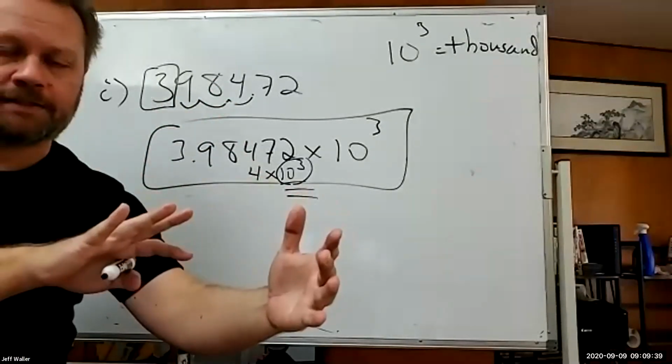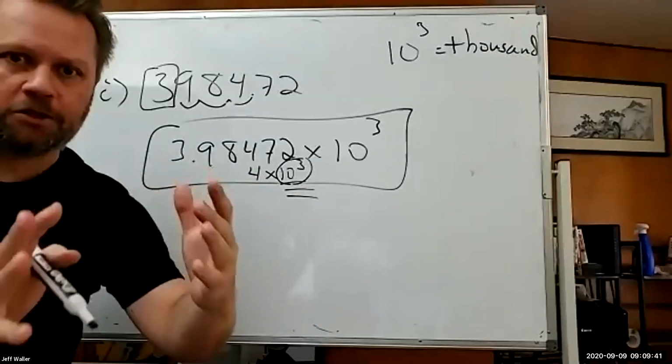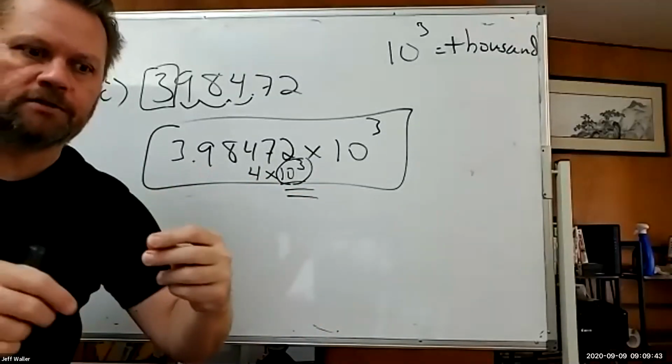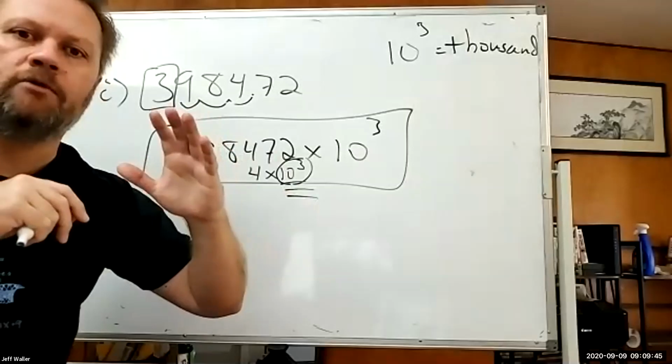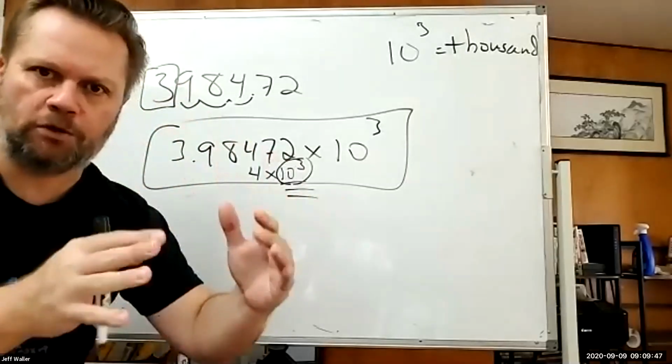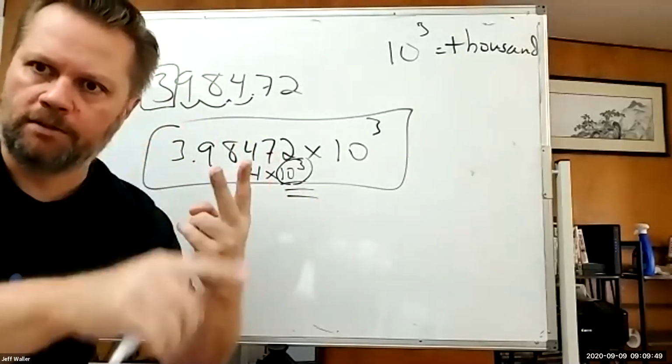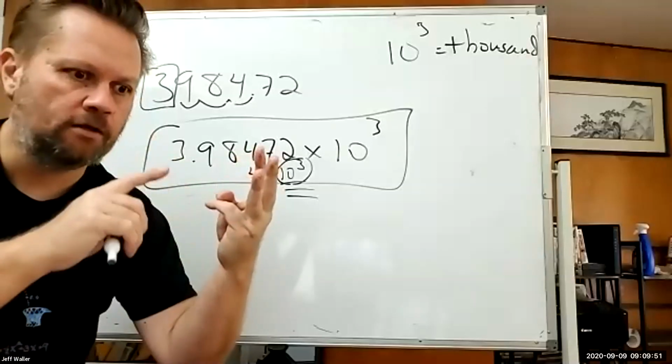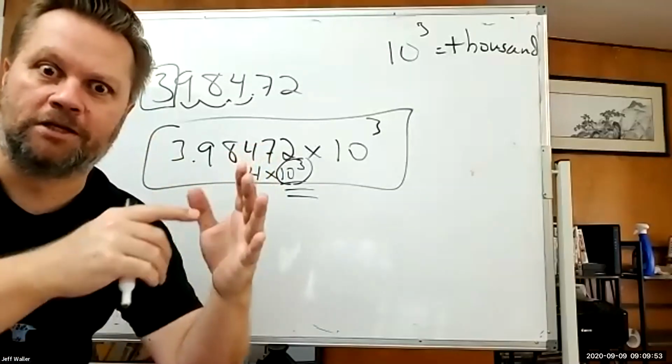I also want to start it in your brain a little bit that certain powers of 10 relate directly to our English words like thousand, million, billion, trillion, and beyond.